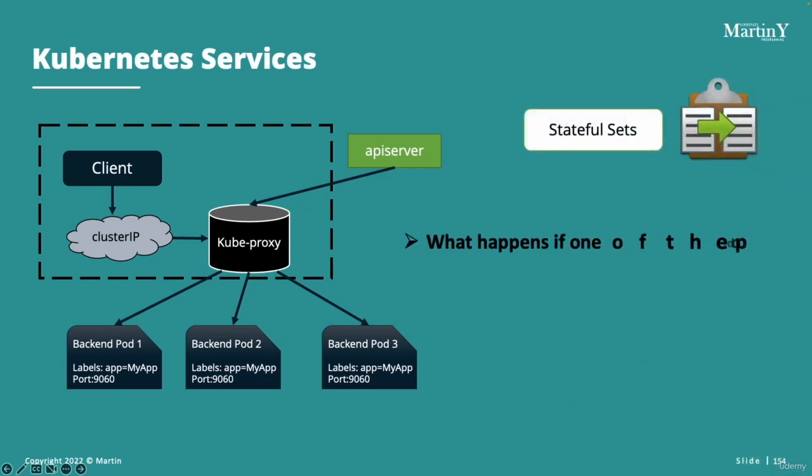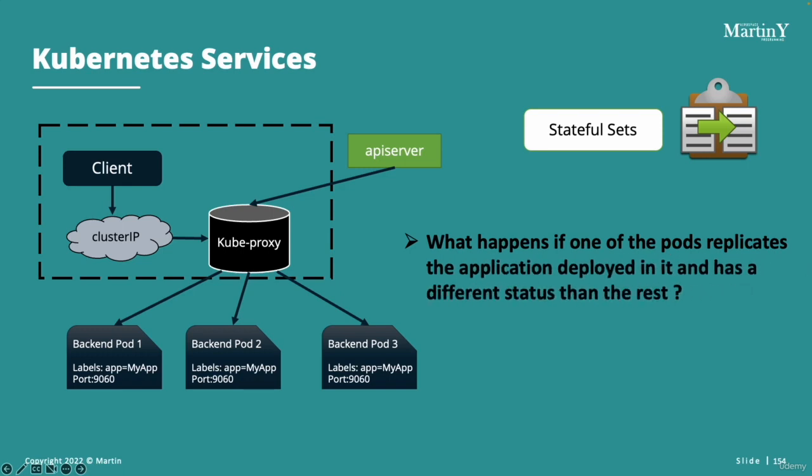So the question is actually what happens if one of the pod replicas of the deployed application has a different status than the rest. In this case, we cannot go to any of the pods under a single IP address with a balancer. So here the idea is to manage the application where those imperfections occur.